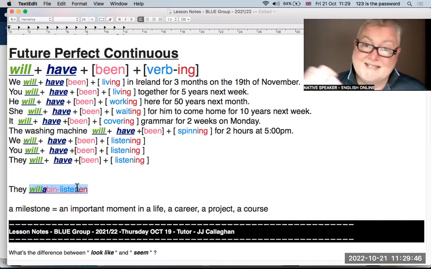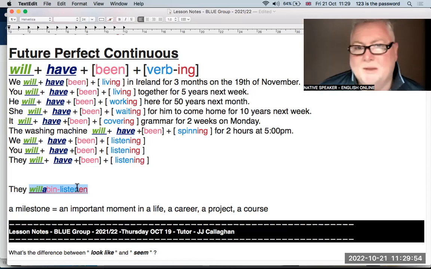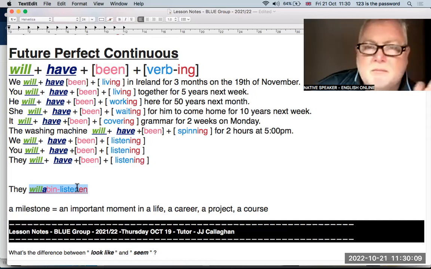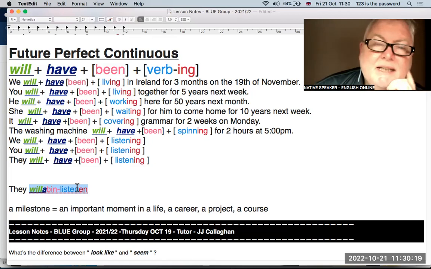But when you're listening to people and they're speaking to you, you're going to hear will have been listening, will have been speaking, will have been. If you want to improve your fluency, you should be doing that too. I know it'll take time, but you'll notice the people around you are saying that. And sometimes this will have been, what the hell does will have been mean? Will have been listening. Will have been living here.